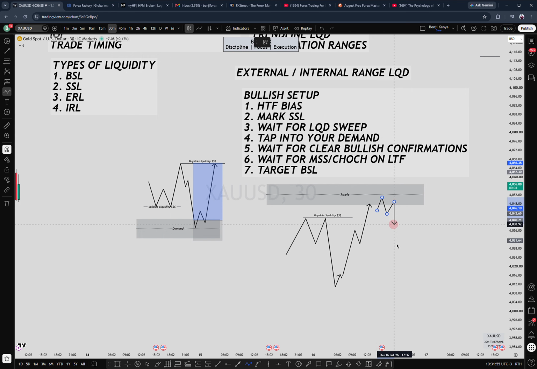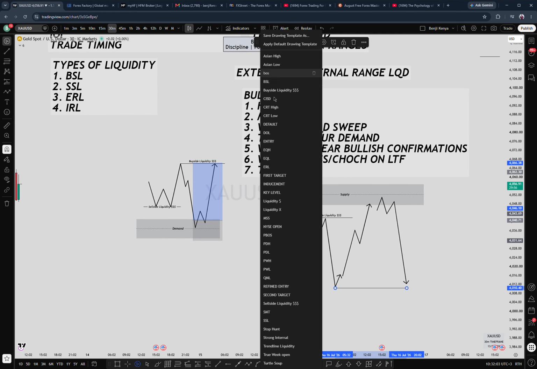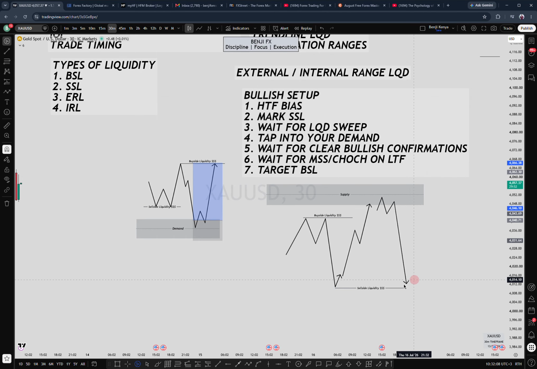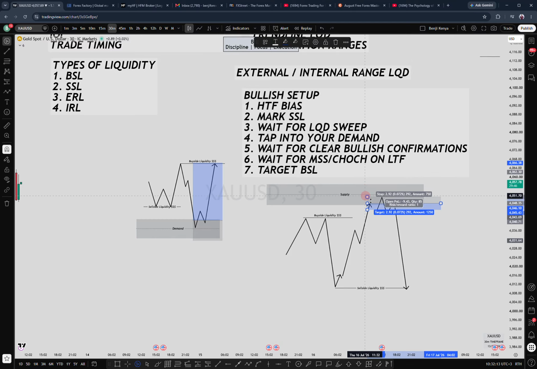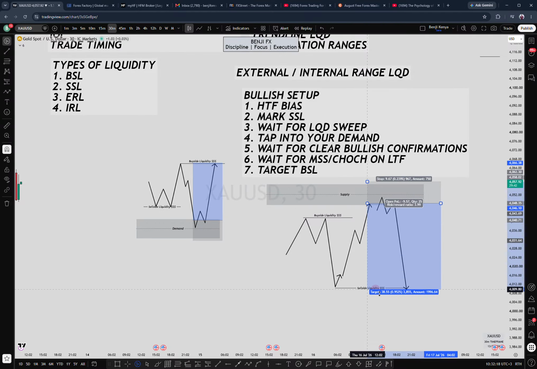Once we find bearish confirmations, what we can target is this low, the first low that the market had created. This low can probably be a session low, and this is going to be our sell side liquidity. That's going to be our target. If you do this, definitely you're going to make a good amount of money from the market. So this is our entry and our take profit. Simple, clear structure. Simple as that.